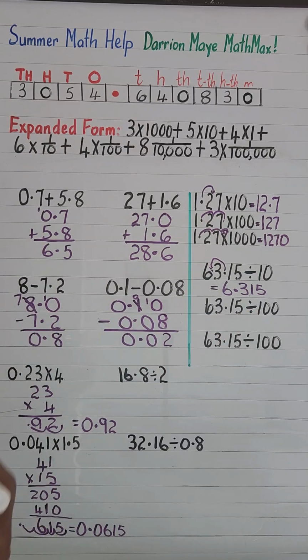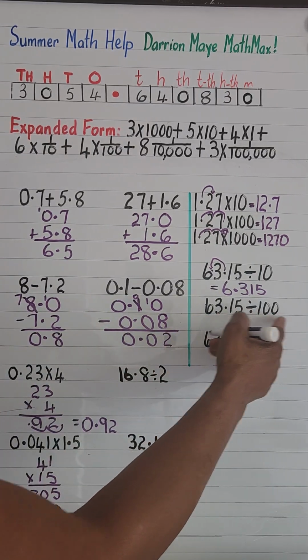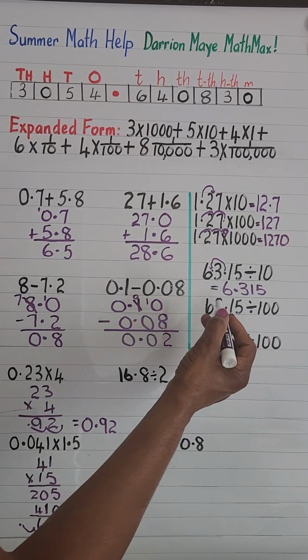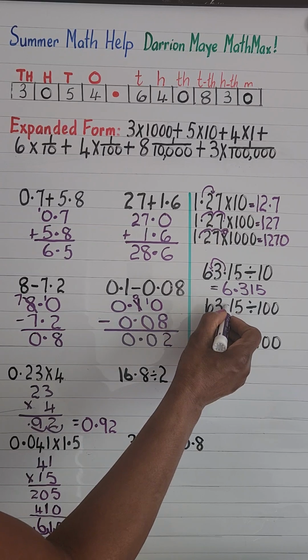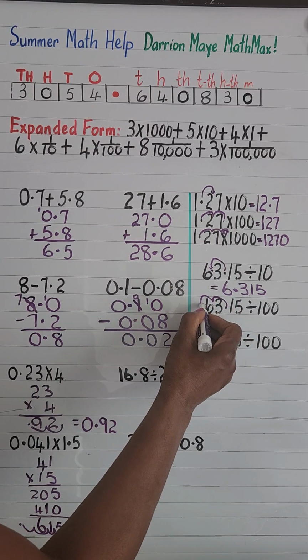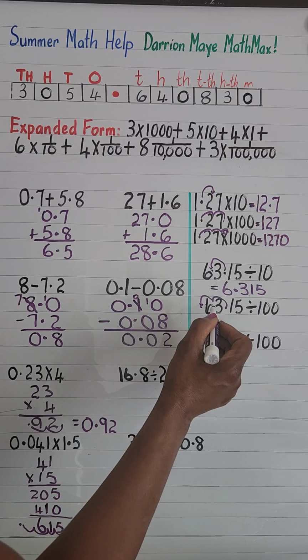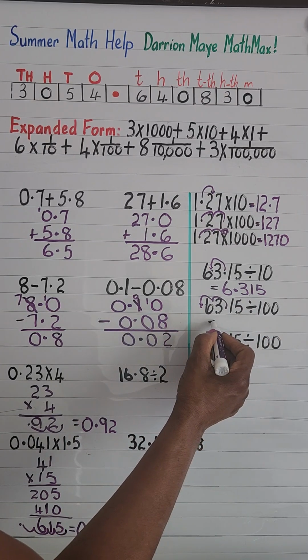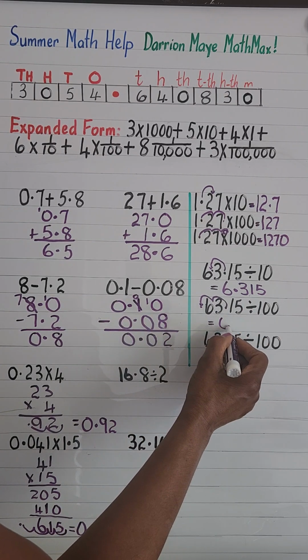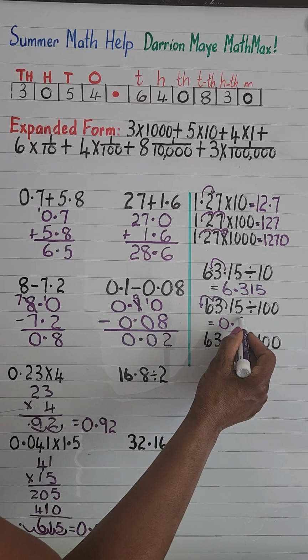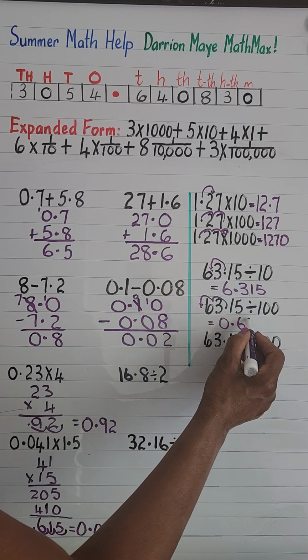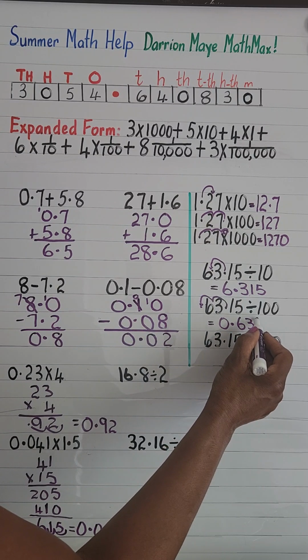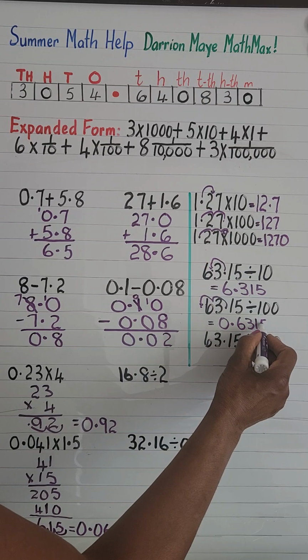63.15 divided by 100, 10 to the second power, 2 places to the left, 1, 2. So the decimal point is right in front of the 6. So that is 0.6315.